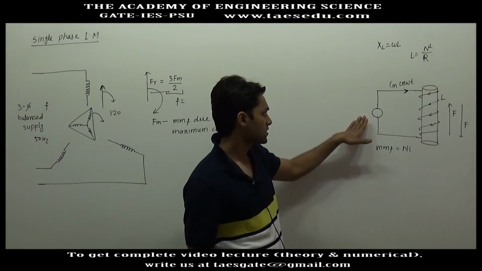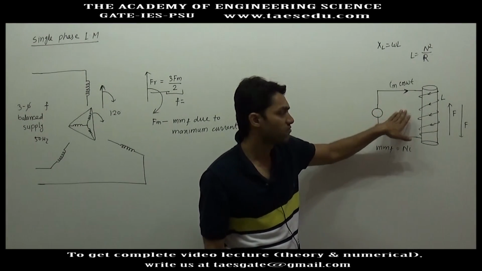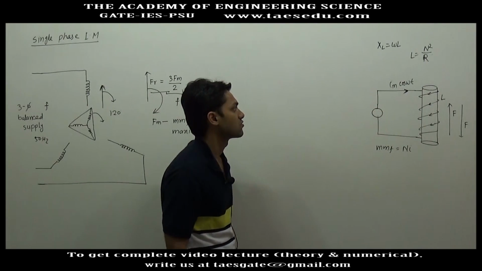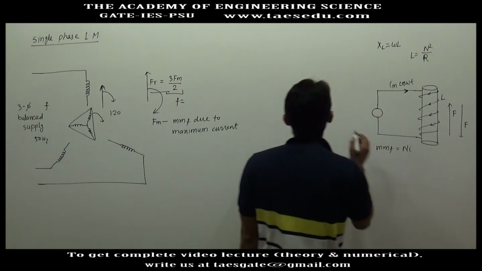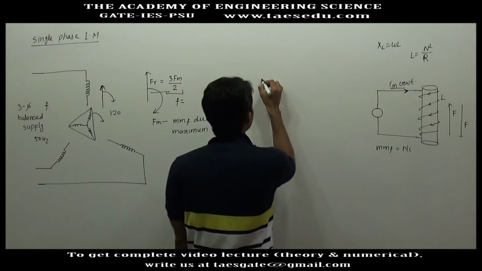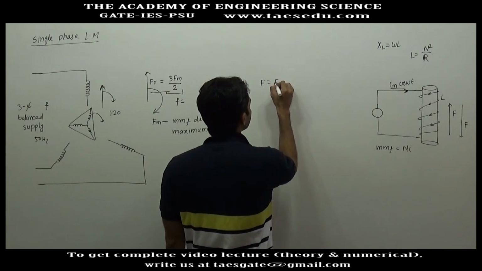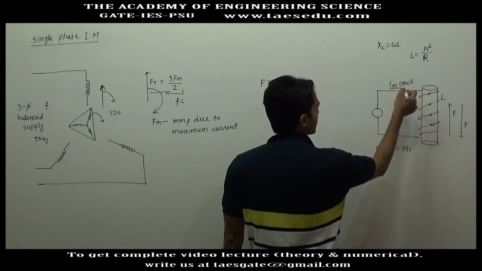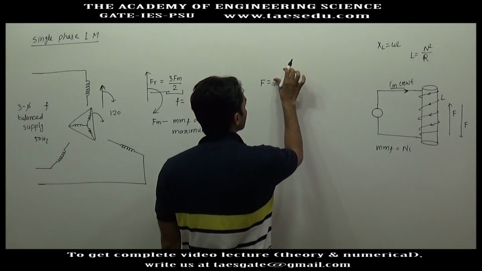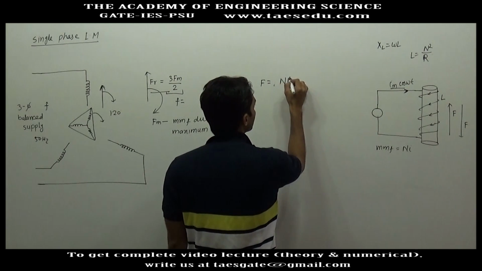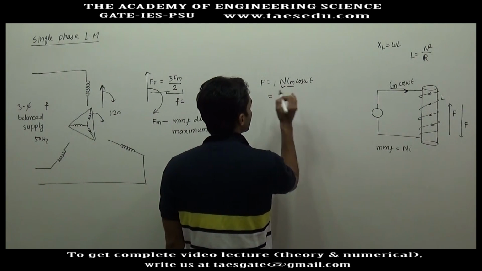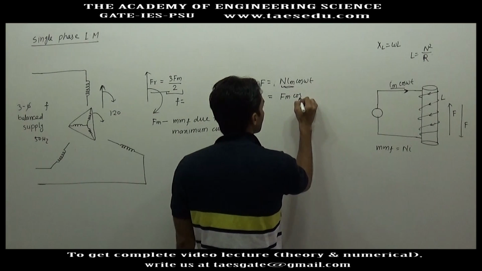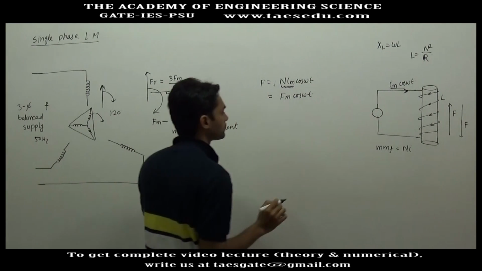So if voltage is sinusoidal, current, MMF, flux, all the quantities will be sinusoidal. So if current is sinusoidal here, I is equal to Im cos omega t. If you multiply this current by N, we will have MMF. So F will be N into Im cos omega t. This is the maximum value of MMF, so we will have Fm cos omega t.